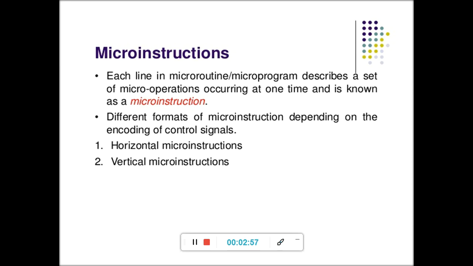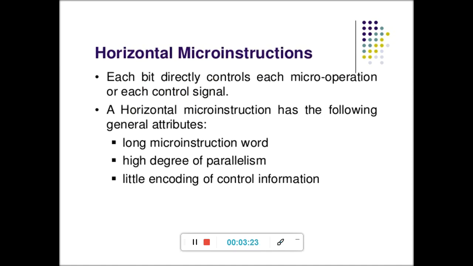Then the microprogrammed control unit can be classified into 2 types based on the type of control word stored in the control memory. Here there will be different types of microinstructions depending on the encoding of control signals. Number 1, horizontal microinstructions, and number 2, vertical microinstructions. First we are going to see horizontal microinstructions.